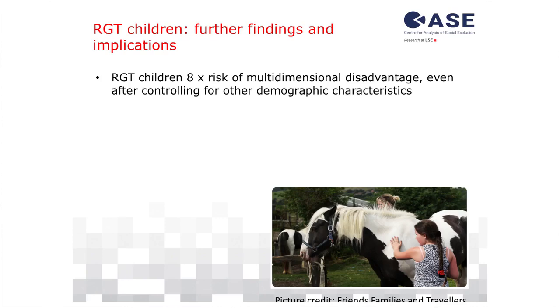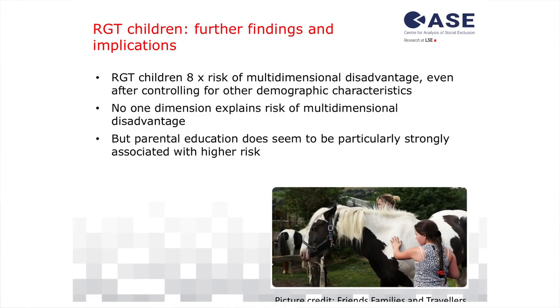So what are the implications of all of this? We did some further analysis controlling for demographic characteristics in order to see whether this was just a sort of compositional effect, composition of the population, and it perhaps won't surprise you to know that it isn't. So even after controlling for all other demographic characteristics of the household, RGT children are still at roughly 8 times the risk of multidimensional disadvantage. No one dimension explains the multidimensional disadvantage, so it's not as if you can just crack this by solving housing, for example, which is often thought to be the key to this policy area. In fact, parental education is the one dimension that seems most strongly predictive of risk on the other dimensions.